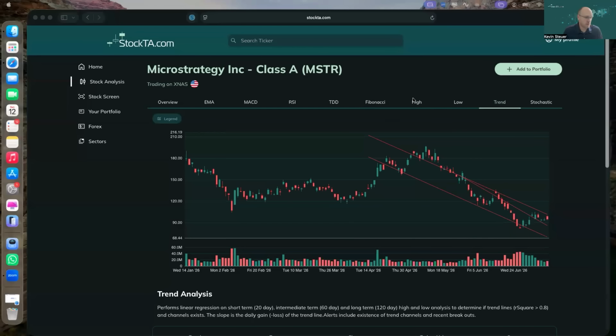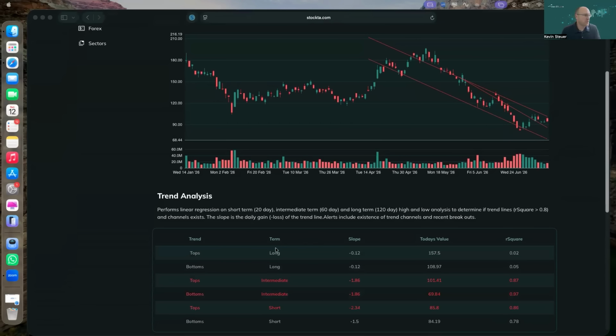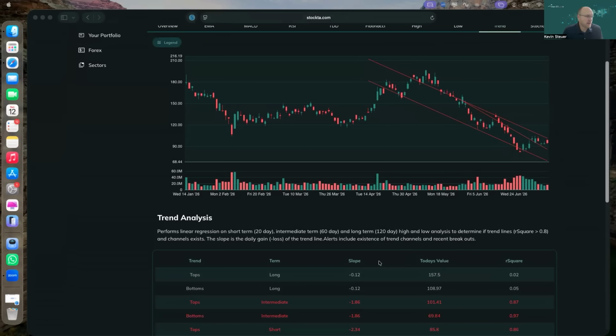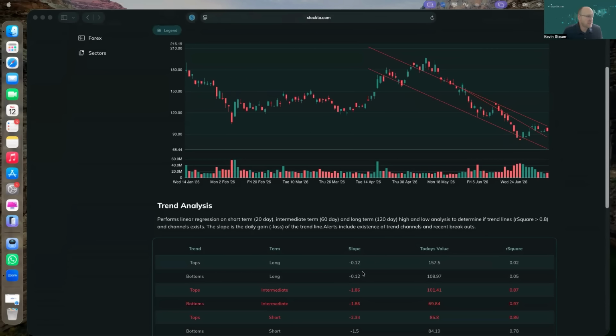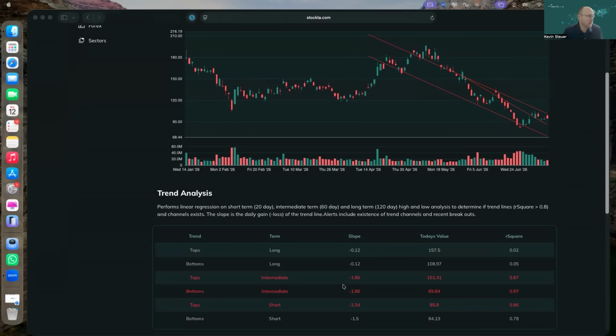The next thing I'm going to share is my screen, and we're going to talk through how the trend score works. So we use a pretty unique system that's the slope and the R square. So the slope is basically the speed and the direction. And obviously a negative slope means the stock is going down. This shows how much it's changing by the day. So for long term, it's going down by 12 cents a day. Intermediate term is going down by $1.86.